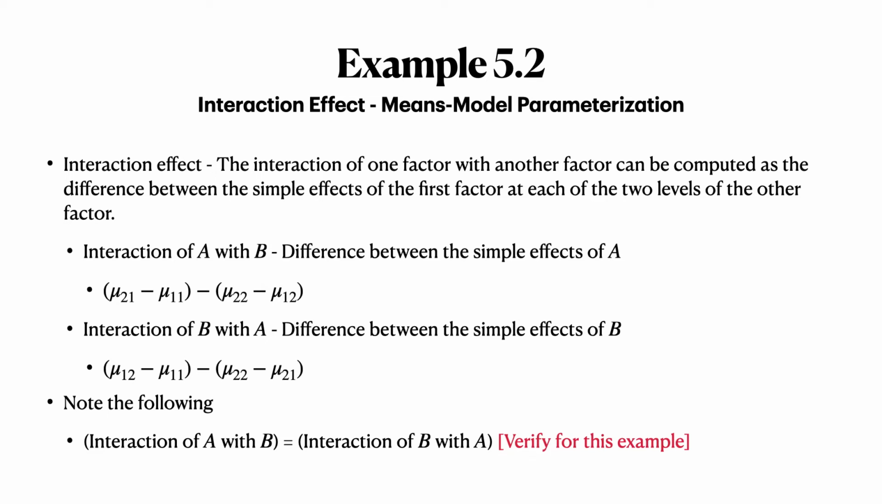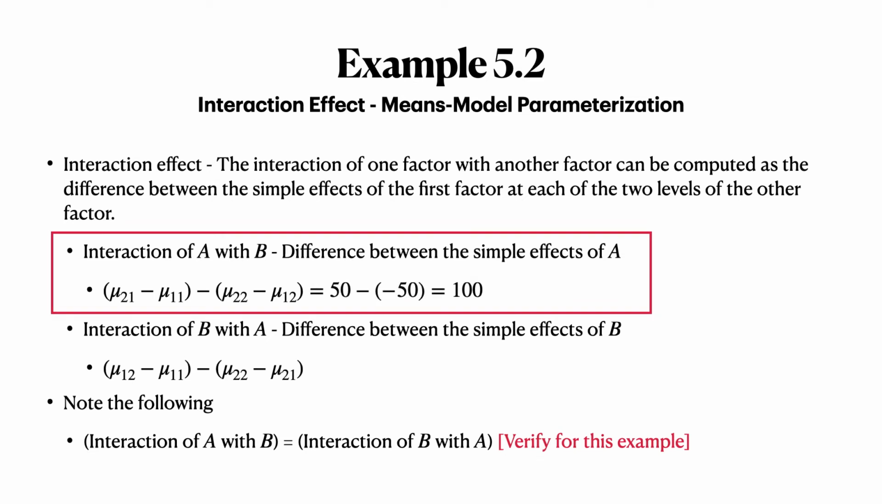So while a main effect is an arithmetic mean of simple effects, an interaction is a difference of simple effects. In particular, the interaction of A with B, by definition, is the difference between the simple effects of A at the two levels of B. The two simple effects of A are mu2,1 minus mu1,1, the simple effect of A at the first level of B, and mu2,2 minus mu1,2, the simple effect of A at the second level of B. Those two simple effects were found to be 50 and negative 50 respectively. And so when we take their difference, we get 100.